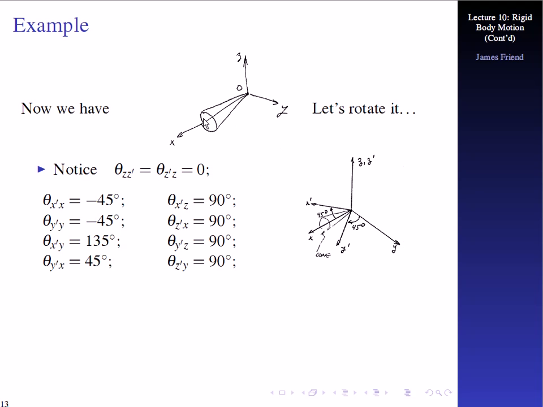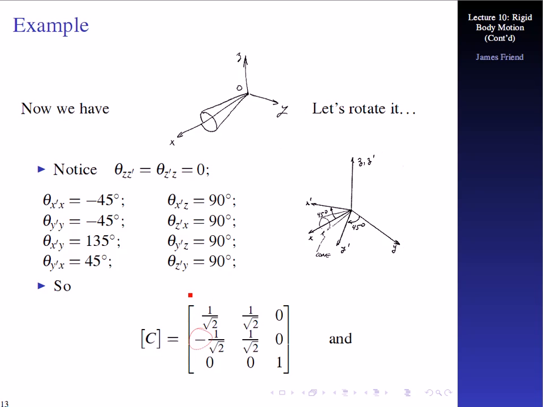Let's rotate it. Look at the coordinate system. We notice that theta z z prime and theta z prime z are both equal to 0. Theta x prime x is equal to minus 45 degrees. Theta y prime y is minus 45 degrees. Theta x prime y is 135 degrees. Theta y prime x is 45 degrees. Theta x prime z is 90, as is theta z prime x, theta y prime z, and theta z prime y. That will give us all of our direction cosines for C. As a consequence, C has 1 over square root of 2, notice the minus sign, in the upper left four positions, then we have 0, 0, 0, 0, and 1 in the remaining positions.